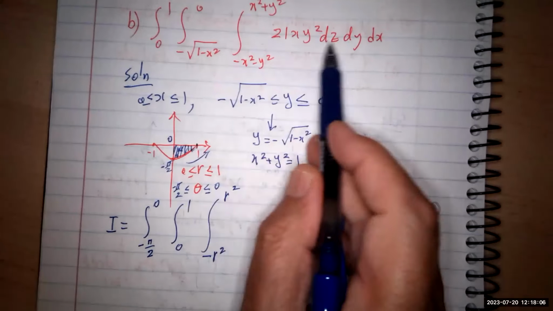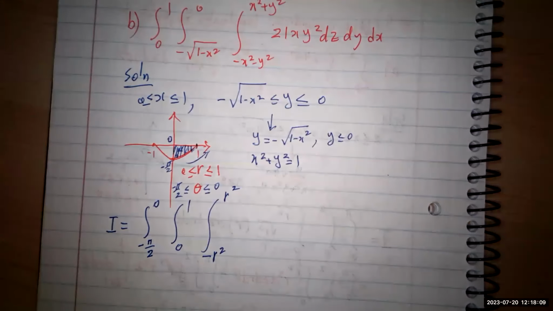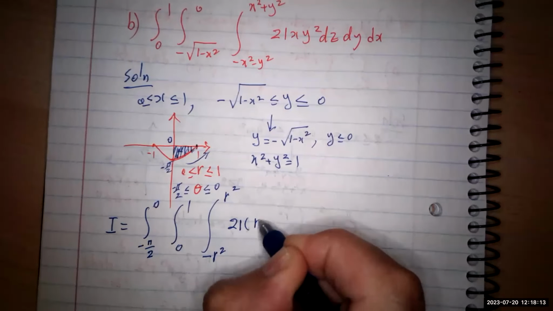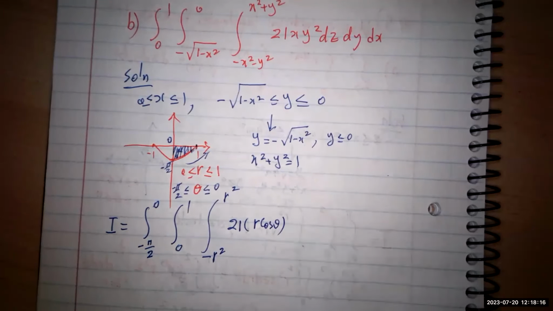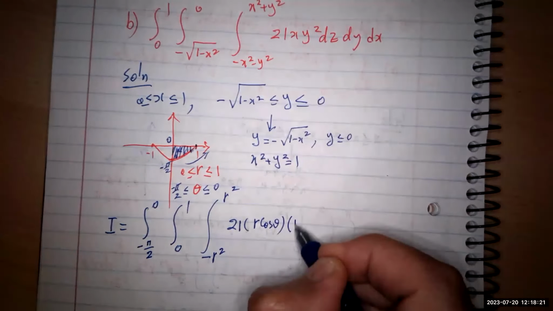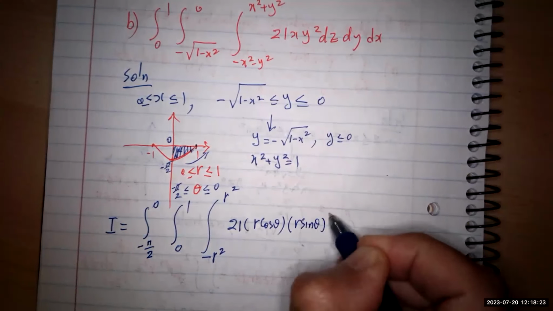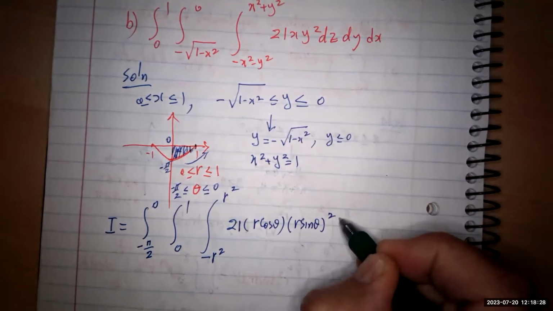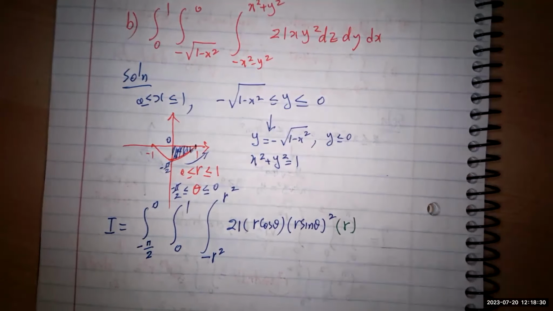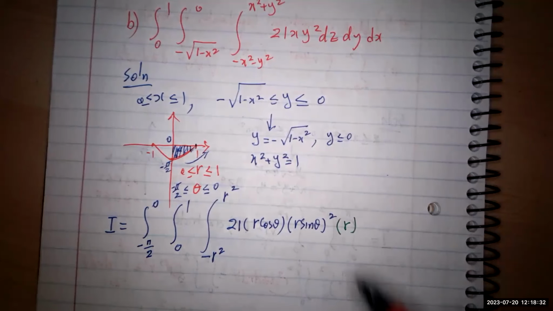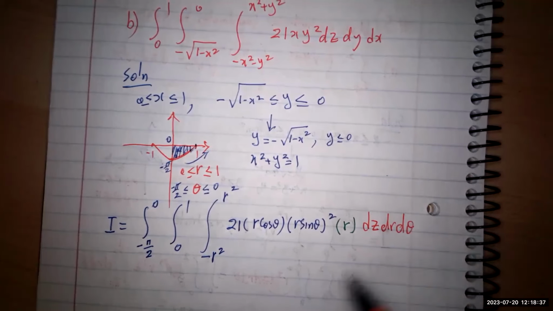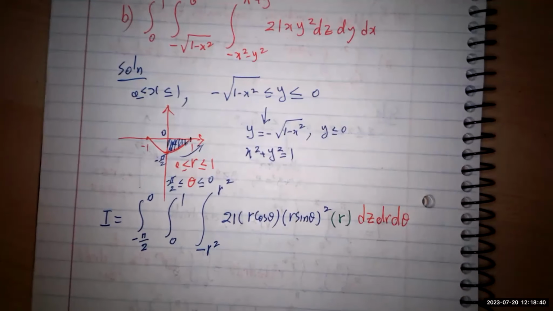Then you have to substitute to get this because they are unusual. They are not just a regular one. So it's going to be 21 times x. x is r cosine of theta, y squared. y is r sine of theta, all squared. Remember, when you do the cylindrical coordinates, there is an extra r. And then you're integrating with respect to z, with respect to r, and with respect to theta. So this is the way you are going to set up this integral.